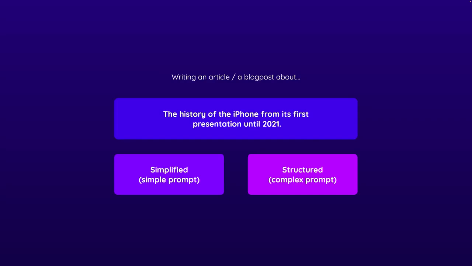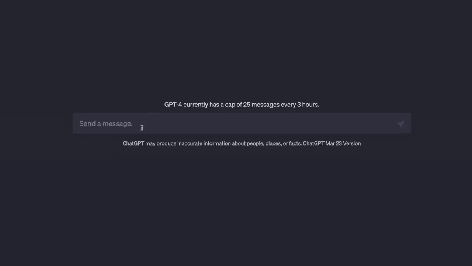So this is our first goal. Let's see how we can write this article now in a simplified way. So I'll now simply add this prompt to my message box. This prompt is very generic. As said, it's a simplified approach, but let's see what ChatGPT makes out of it.